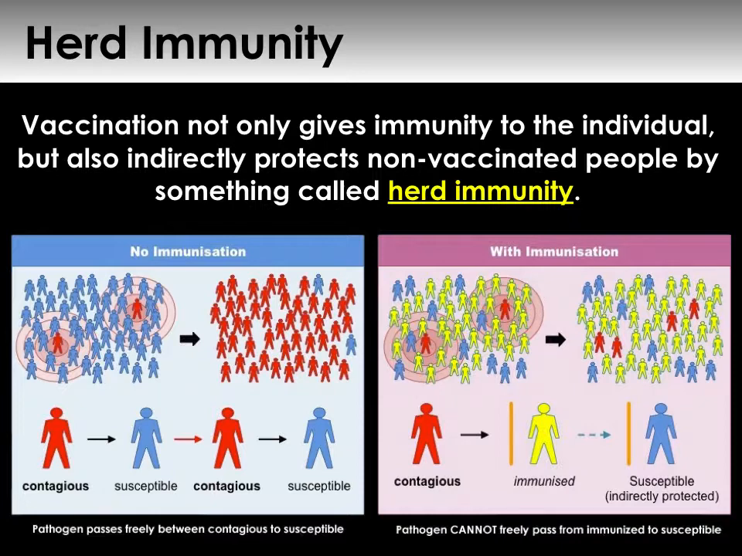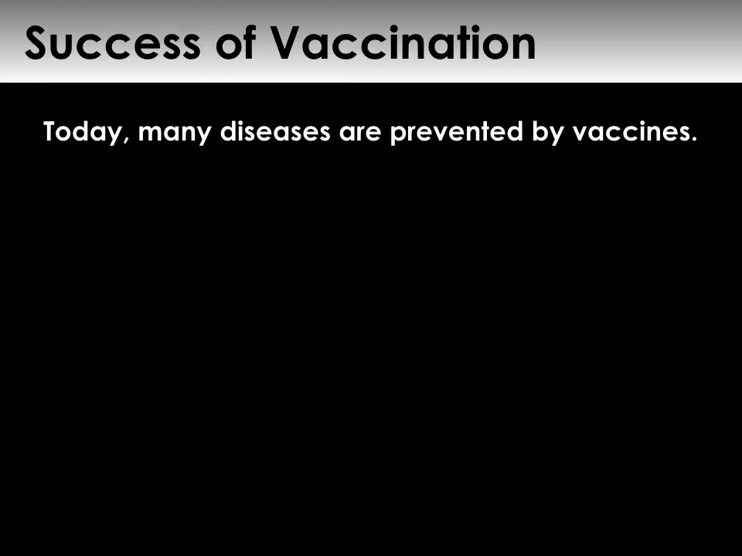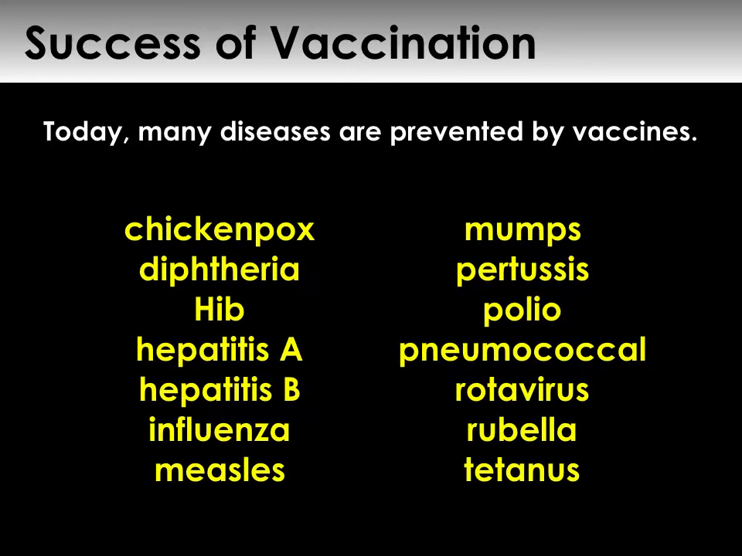With immunization, pathogens cannot pass freely from immunized to susceptible individuals. So you can have a few contagious individuals, but because most people are immunized, the chances of that contagion being passed from one person to a susceptible individual are much less. Today, many diseases, in fact, are prevented by vaccines, including chickenpox, polio, and tetanus.